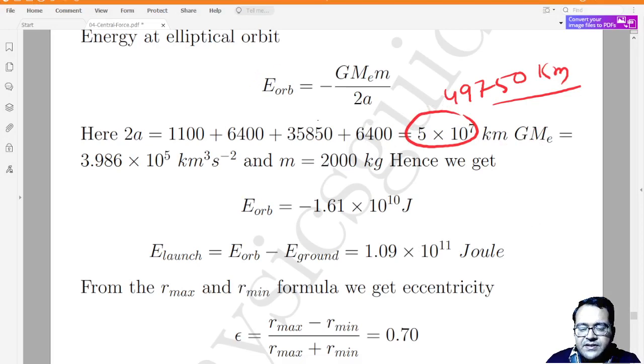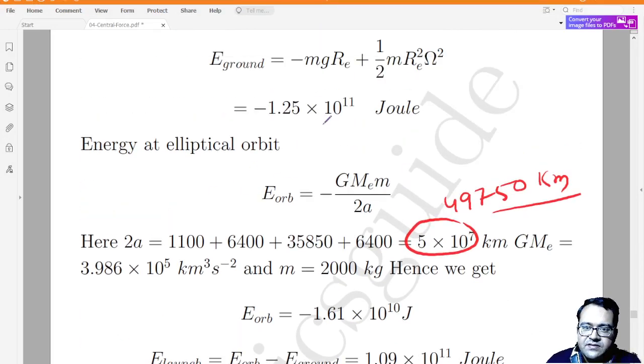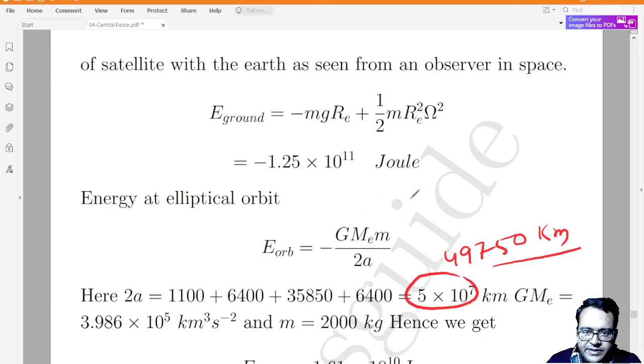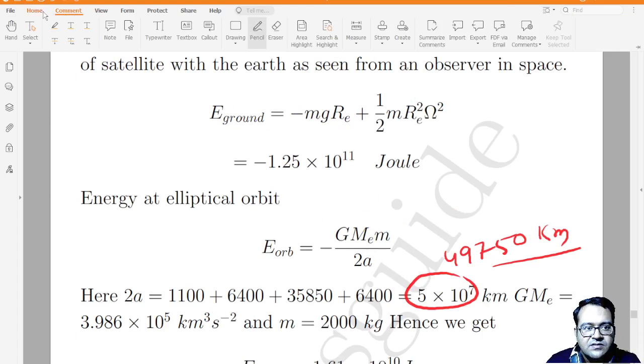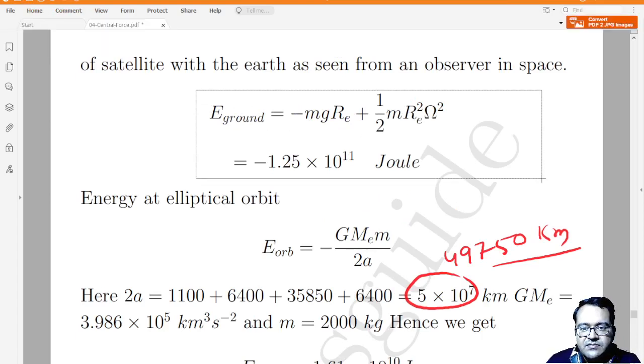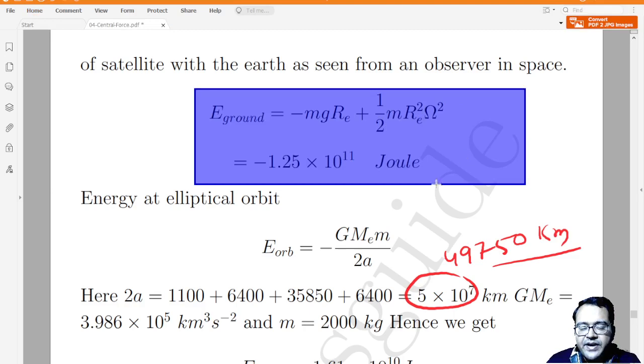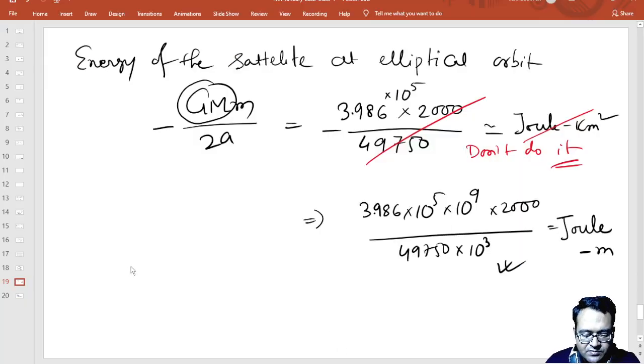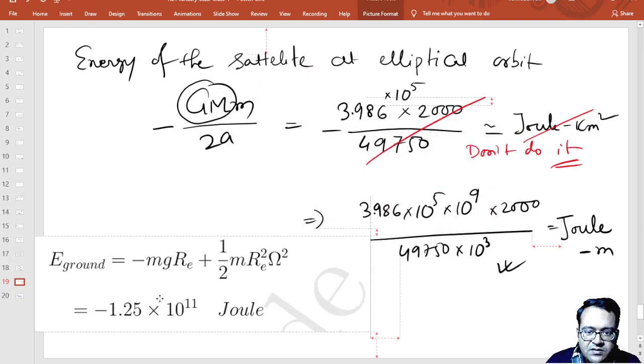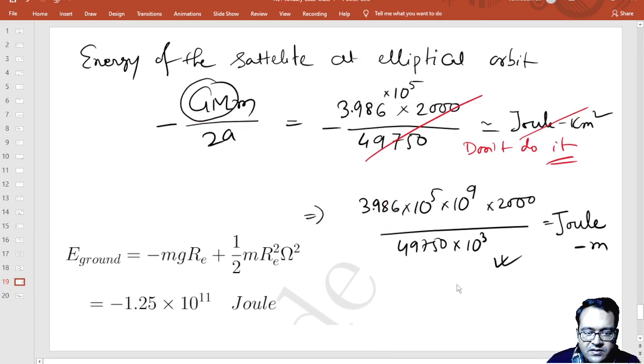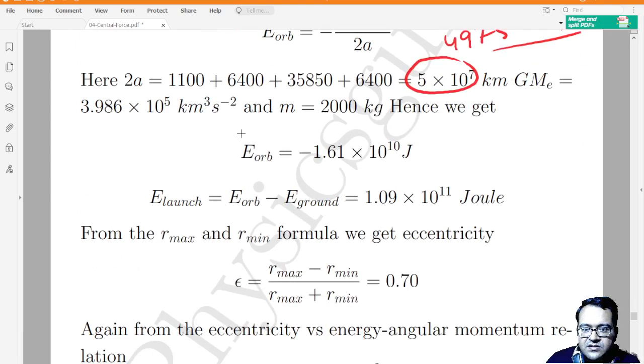and that orbital energy, sorry, orbital energy we have already calculated, ground state energy you can calculate. This you can calculate. Okay, Re you know, omega you know. So this is okay. You calculate this and calculate this. This will be approximately how much? 10 to the power 10 joules.